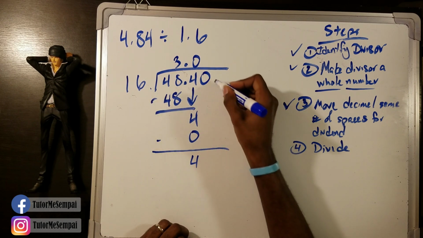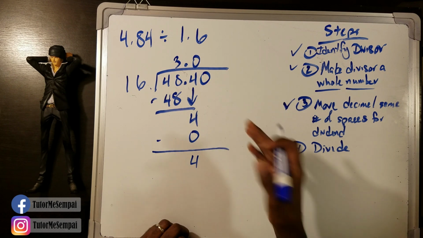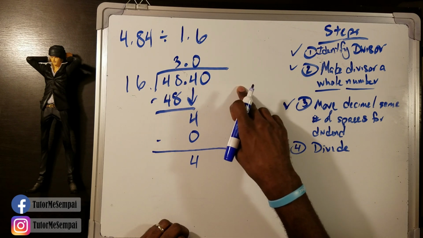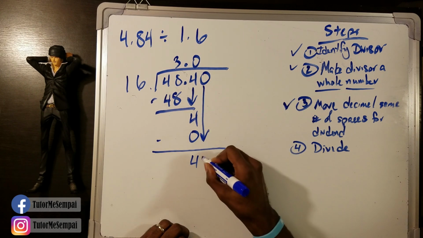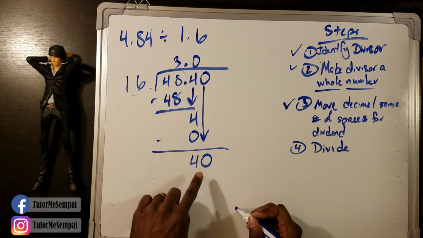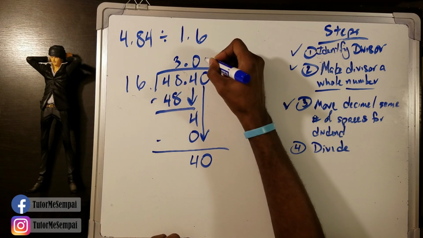Now, we're going to add a 0 because it doesn't matter how many times you're adding 0 behind the decimal. It doesn't change the value. Next, we're going to pull this 0 all the way down. Now we have 16 going into 40, and that's going to be 2 times.